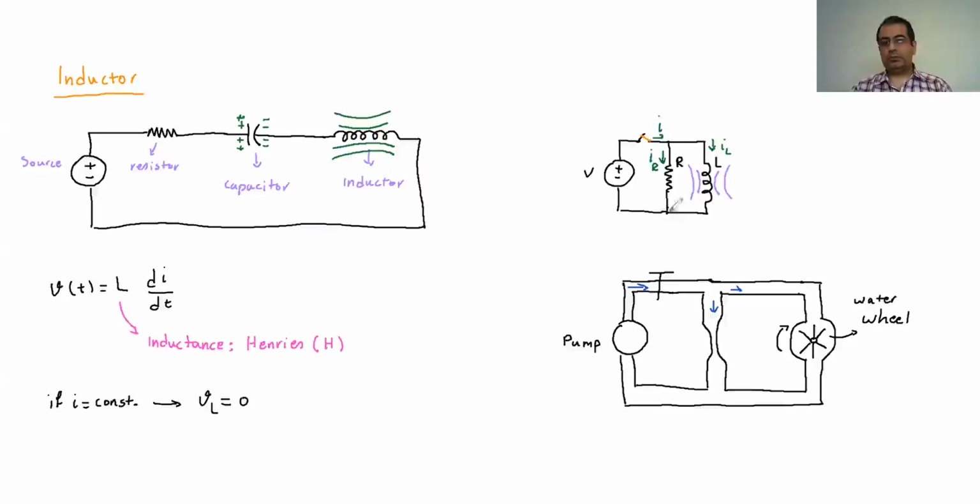All the current goes through that. No current goes through the R anymore because it behaves like a single wire. It's like we short circuit the R. The only difference is that it stores some energy in it.